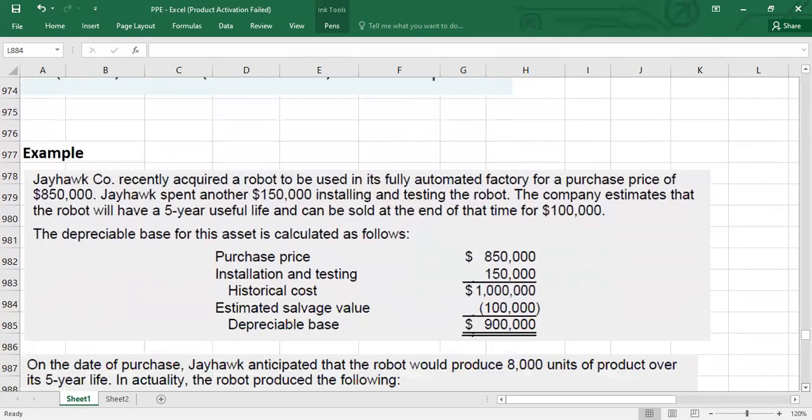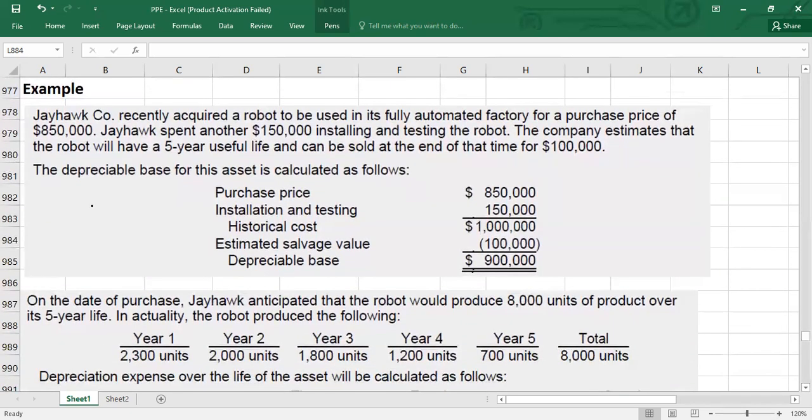Let's have a look with the help of an example. For example, Jayhawk company recently acquired a robot to be used in its fully automated factory for a purchase price of $850,000. This is the purchase cost. Jayhawk spent another $150,000 on installation and testing of the robot. This is also a capitalized cost. The company estimated that the robot will have a 5 year useful life and can be sold at the end of the time for $100,000. This is the residual value.